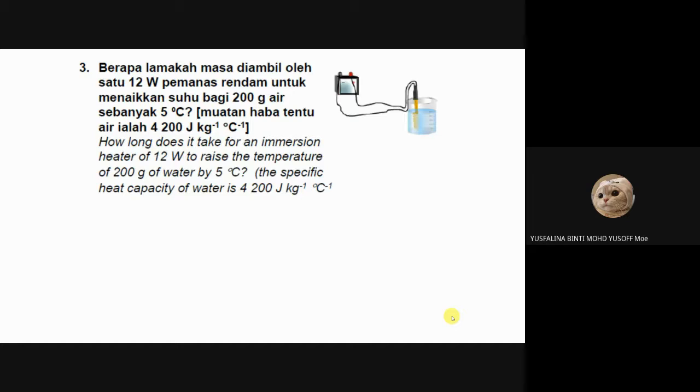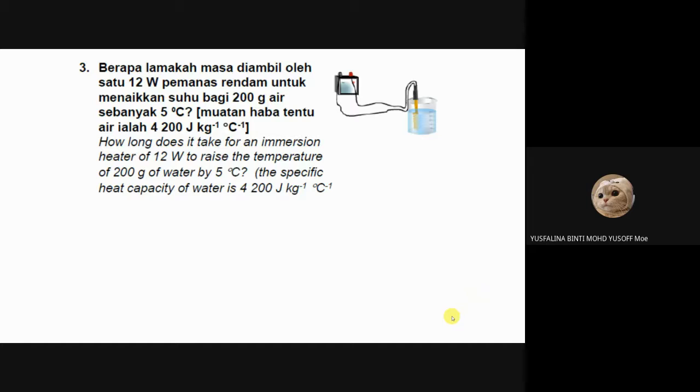Okay, so for the next question, how long does it take for an immersion heater of 12 watt to raise the temperature of 200 gram water by 5 degrees Celsius? So you just take out what's the info given here first, then you see what's the formula that you can use. It gives you the power here, and then they give you the mass and also the change of temperature here. And they give you already C.